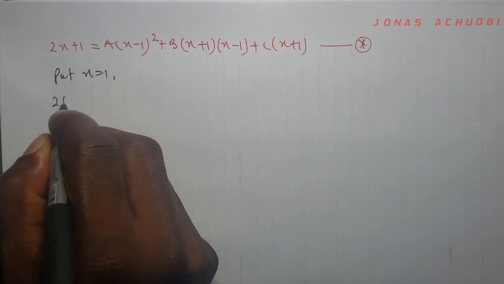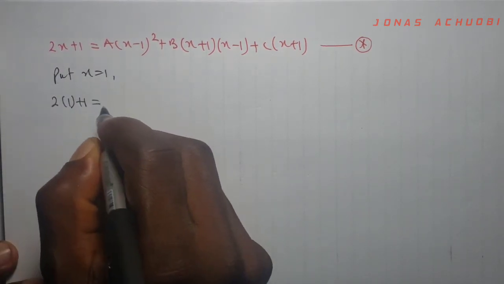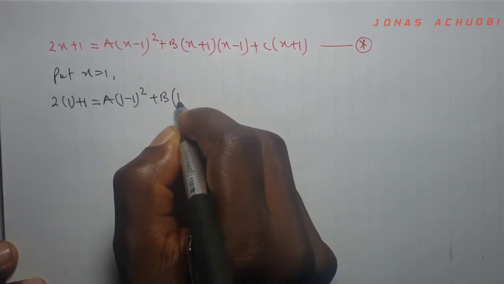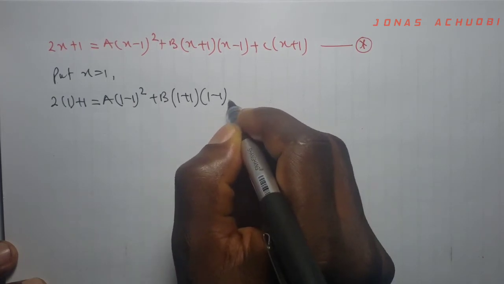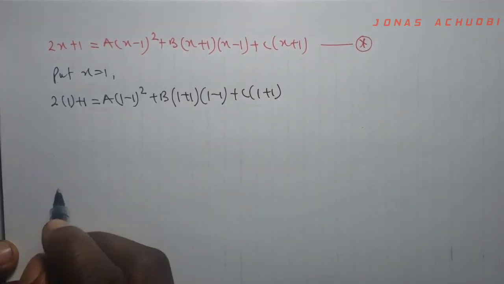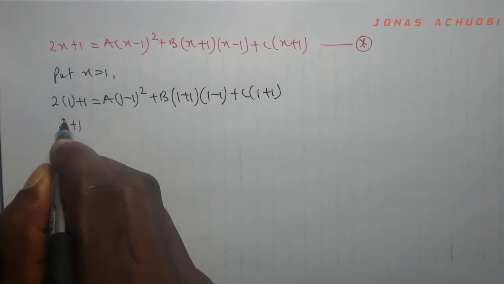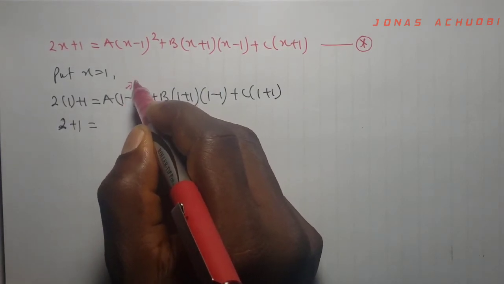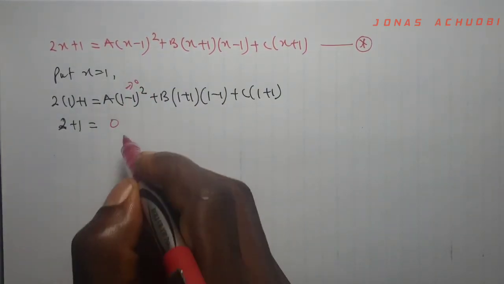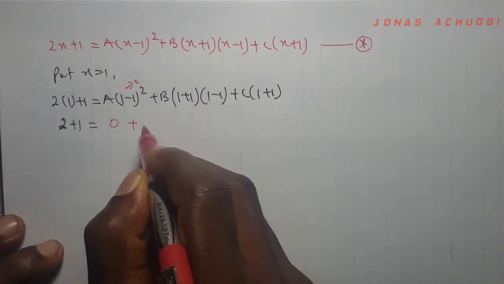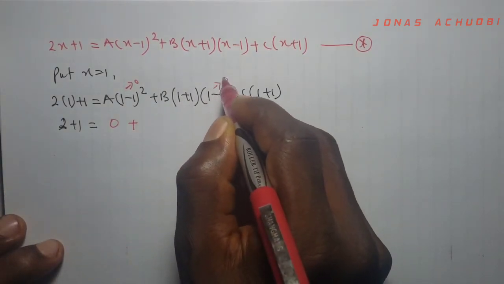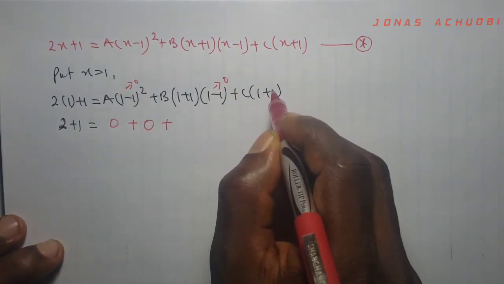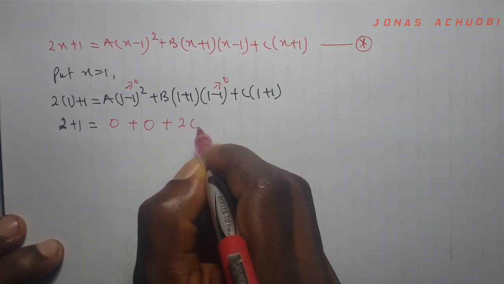So the left hand side is 2 into 1 plus 1, equal to a into 1 minus 1 all squared, plus b into 1 plus 1, 1 minus 1, plus c into 1 plus 1. So 2 times 1 is 2, plus 1, equal to 1 minus 1 is 0. So once here is 0, 0 times a will be 0. Plus 1 plus 1 is 2. 1 minus 1 is 0 again. Here will be 0. And once here is 0, 0 times 2 times b again is 0. Plus 1 plus 1 is 2. 2 times c is 2c.